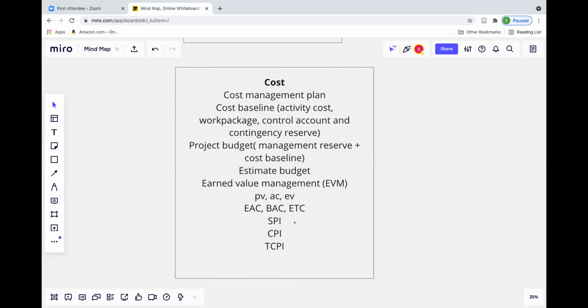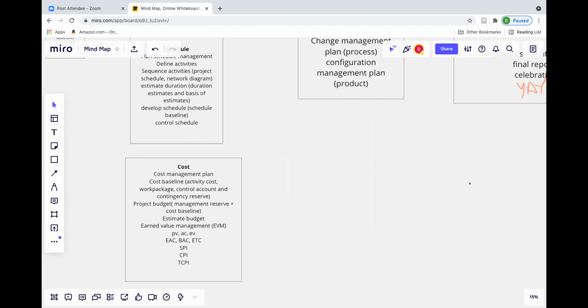Under cost, it is the cost management plan, cost baseline, activity cost, work package, control account, and contingency reserve. Project budget is the summation of management reserve plus cost baseline. Then estimate budget, and the parameters are earned value management, that is PV, AC, EV, EAC, BAC, ETC. Then schedule performance index, cost performance index, TCPI. These are the indexes.